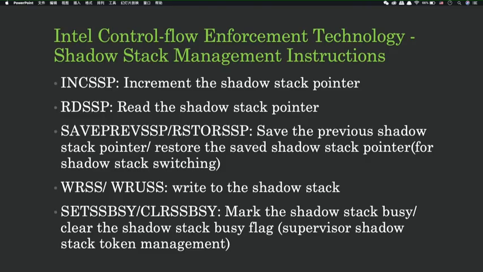As we know, different programs, different processes, different tasks are running at the same time on the CPU. So each of those will have its own shadow stack. When the task switches, we have to switch to a new shadow stack. Those save previous SSP and restore SSP instructions are used for shadow stack switching, so that it can switch to a new shadow stack that can be used for the new task.